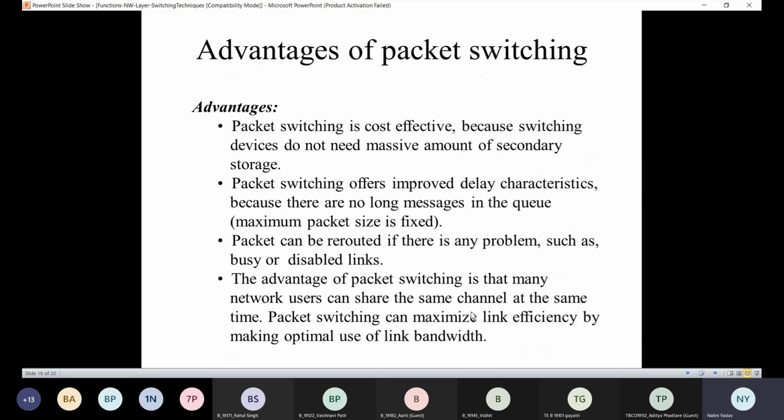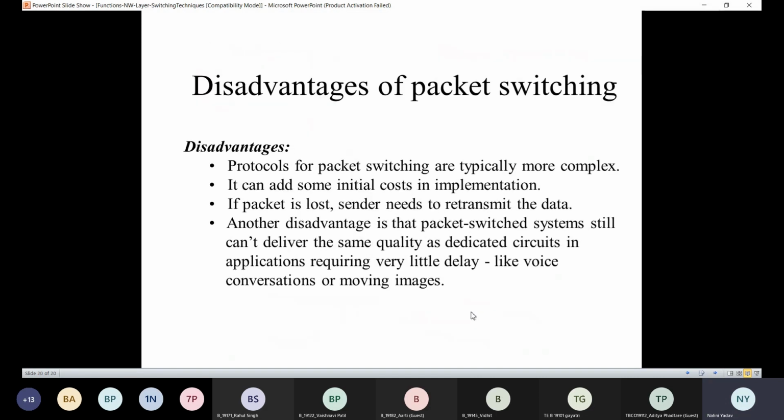Packet switching is cost effective. It offers improved delay characteristics. Packets can be rerouted if there is any problem. And the main part is that it uses the network efficiently. Of course, it has disadvantages also.